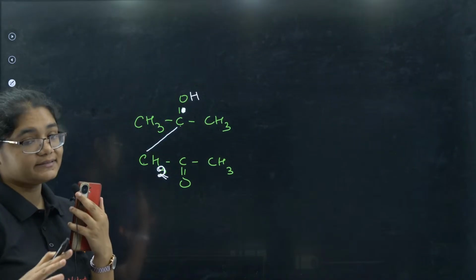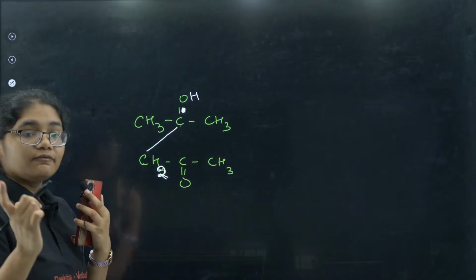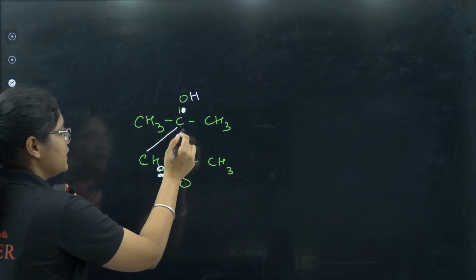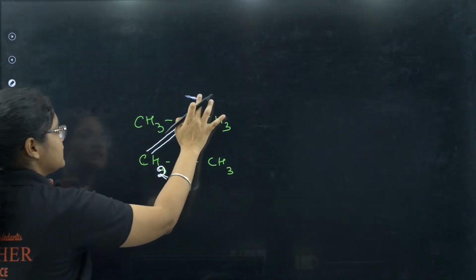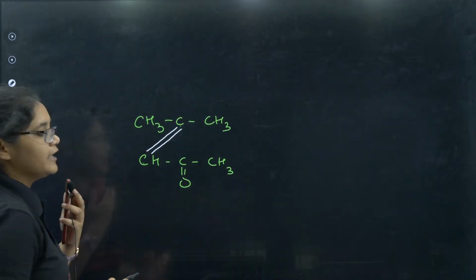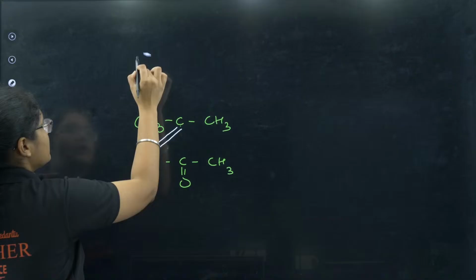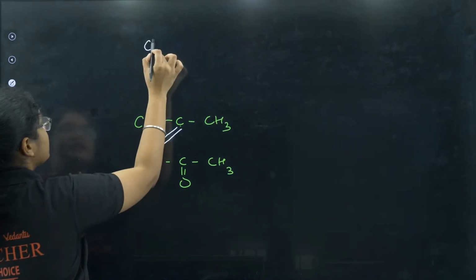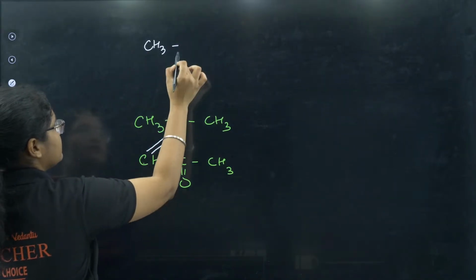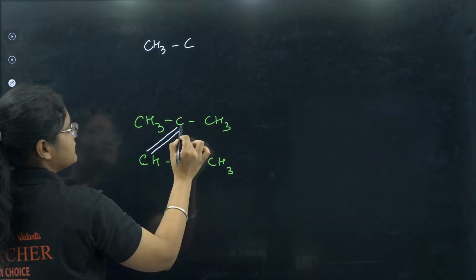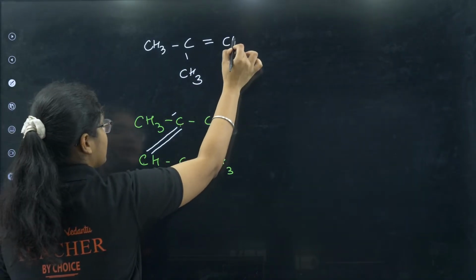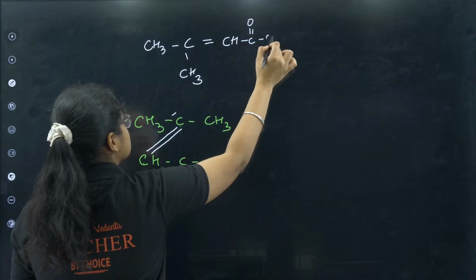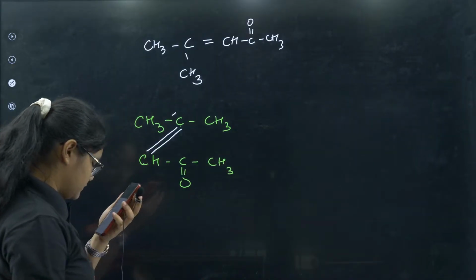Now aldol condensation means what? You are heating it. When you heat here, what will happen? There will be a double bond formation here, and if there is a double bond formation, this OH and one of these H will be removed. So what will be the product? You will get CH3, then this carbon, which has another CH3, then a double bond, CHCOCH3. That will be the product.